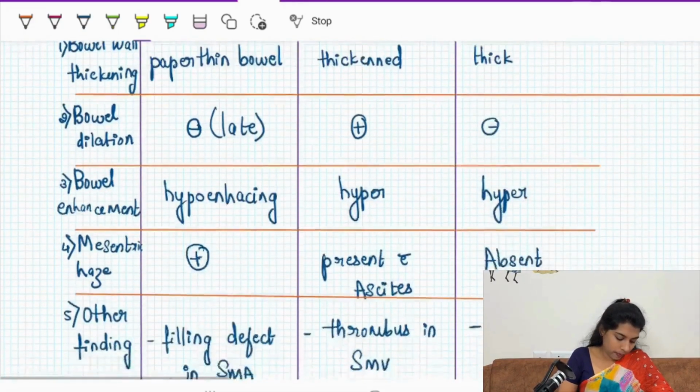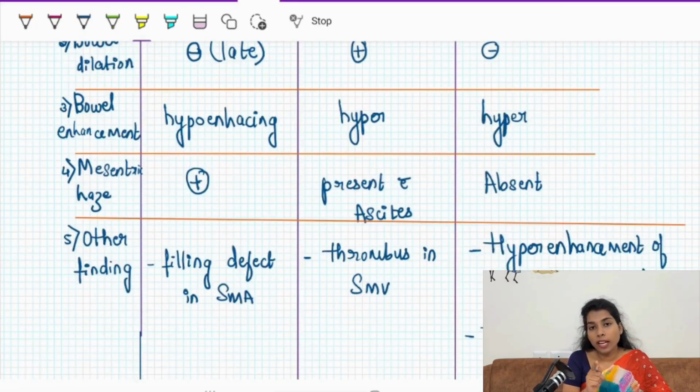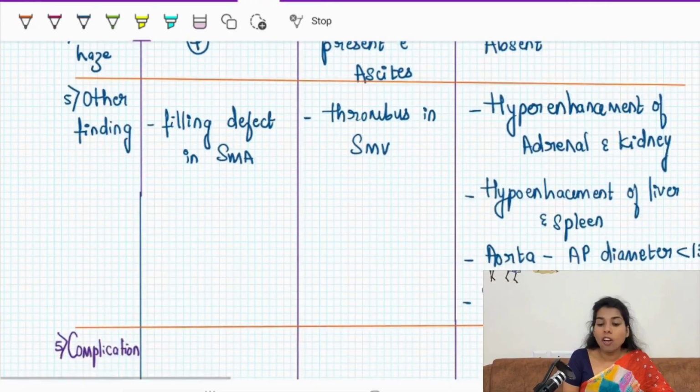Coming to the next thing, that is bowel wall enhancement. We've already seen in an arterial thrombus, it is hypoenhancing, whereas in venous as well as non-occlusive mesenteric ischemia, it is hyper. However, once that also goes into necrosis and gangrene, it will become hypoenhancing in nature. Coming to the other associated findings, obviously if it's an arterial thrombus, you'll see a filling defect in the superior mesenteric artery. If it's a venous thrombus, you'll see a thrombus or a filling defect which is non-enhancing in nature in the superior mesenteric vein.